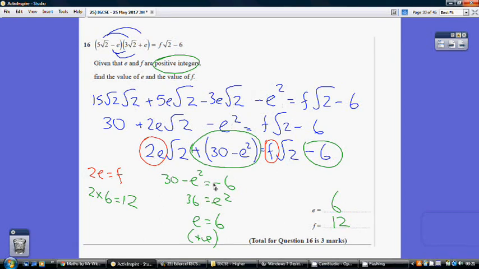So focusing on this second one first, if we add e squared to both sides and then add 6 to both sides, we get 36 equaling e squared. And square root, we get e in theory being plus or minus 6, but we're told that e is a positive integer, so e must be plus 6. And then moving on to the other fact, we know that 2e equals f, so that f must equal 2 lots of e, 2 lots of 6, which is 12.